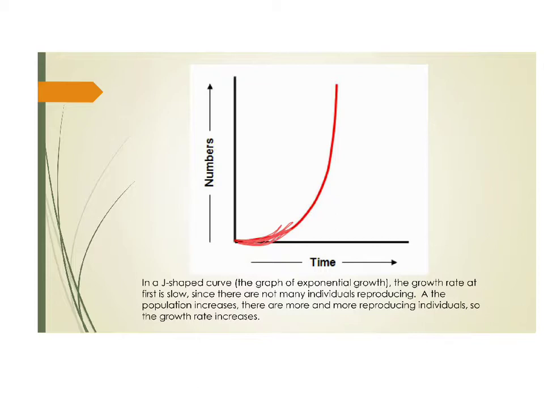So that growth rate right in that area is actually kind of slow because there's not many individuals reproducing. But as the population increases, there are more and more reproducing individuals. So the growth rate increases more and more. And that's what you're seeing here. Again, I'm using red over red, kind of dumb, but here we go. And that's that J that you see. The more individuals are reproducing, the quicker the growth rate increases, and you get that exponential J-shaped curve.